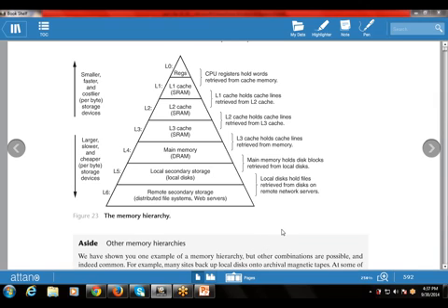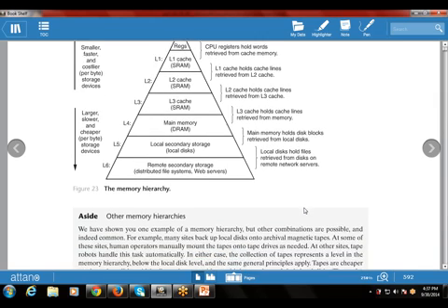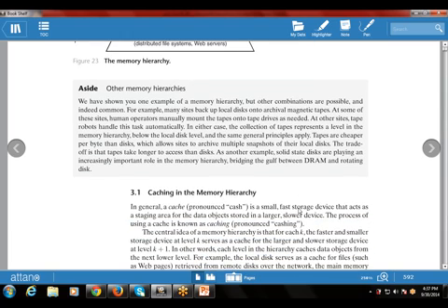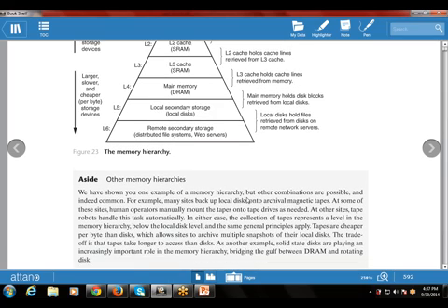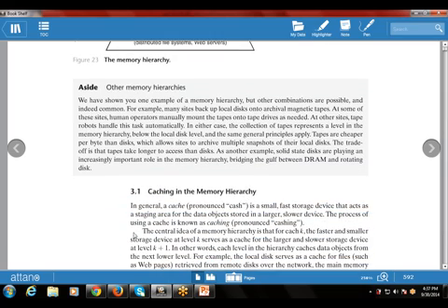So this is your main memory hierarchy. Now, the next concept is caching in the main memory. That is, what is cache memory, or what is the role of cache memory in the memory hierarchy? In general, a cache, pronounced "cash", is a small, fast storage device that acts as a staging area, or a mediator, between the main memory and the CPU.